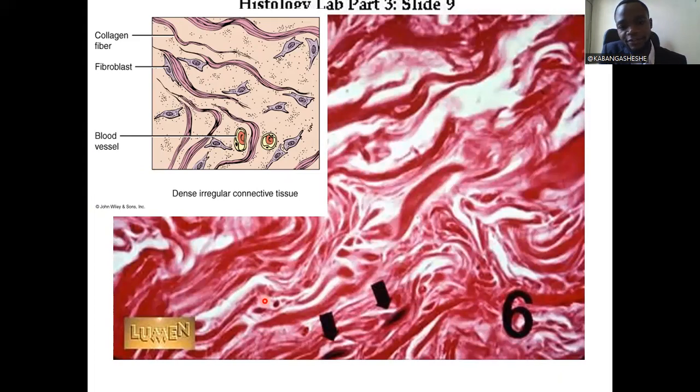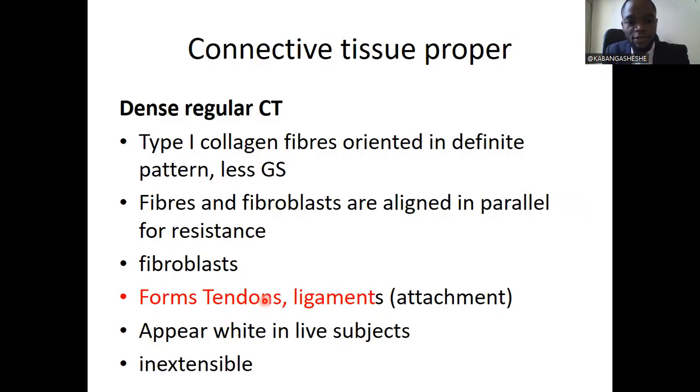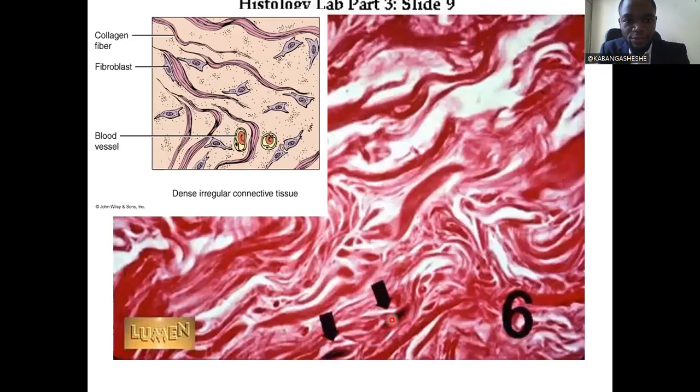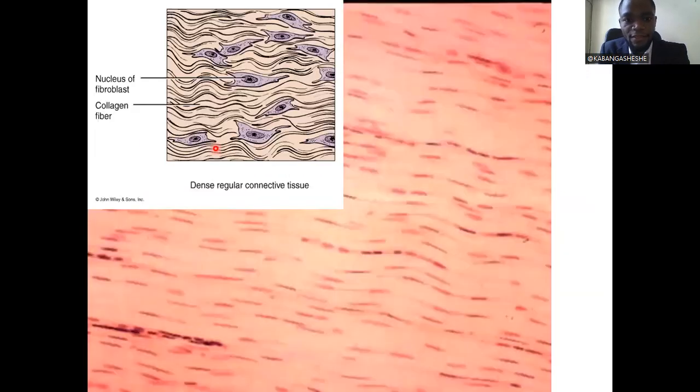If you check the outer covering of the liver, you can tear it up. Same with the outer covering of the kidneys, the spleen, and the likes. That is dense irregular. So all internal organs are covered by dense irregular. Tendons and ligaments are formed by dense regular. So both are made by fibroblasts. These are fibroblasts.